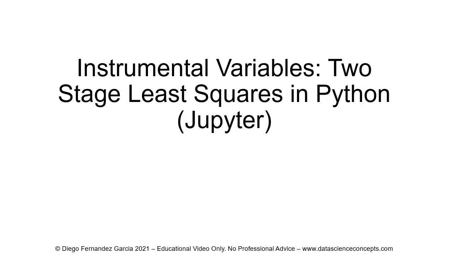In this video, we are going to study instrumental variables with two-stage least squares in Python using Jupyter Notebook. As you can see at the bottom of the screen, this is an educational video only and no professional advice is included within it.